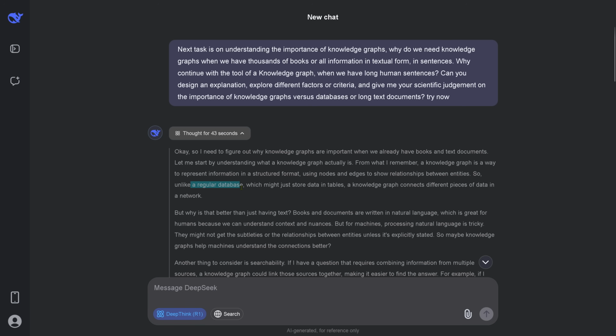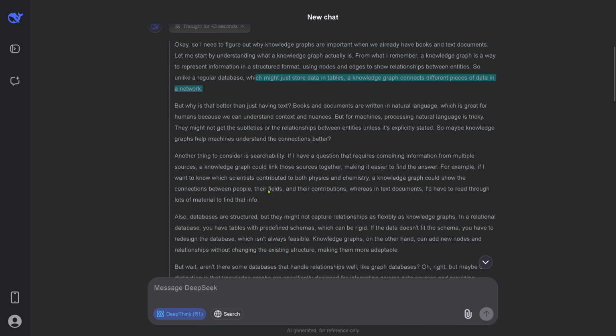So unlike a regular database, which might just store data in tables, a knowledge graph connects different pieces of data in a network. But why is that better than just having text? Books and documents are written in natural language, which is great for humans because we can understand the context and especially these nuances. But for machines, processing natural language is tricky. Those machines might not get the subtleties or the relationship between the entities unless they're explicitly stated. So maybe knowledge graphs help machines understand the connections better?